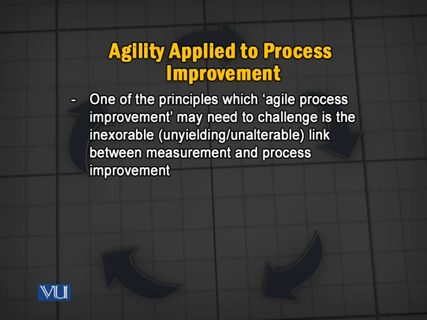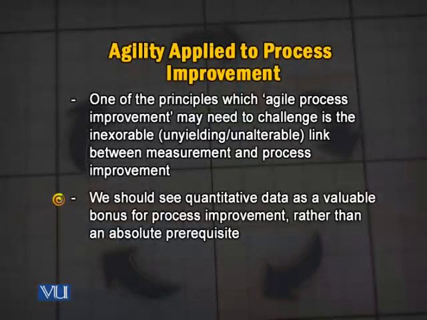And this is a fundamental shift from all the process improvement methodologies that are out there. Most of them are based on quantitative analyses and making decisions on metrics and quantitative data. That is not considered to be of the most important relationship in agile process improvement. We should see quantitative data as a valuable bonus for process improvement rather than an absolute prerequisite, as is the case with most process improvement programs.